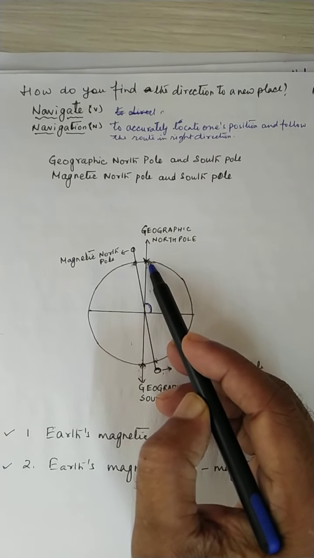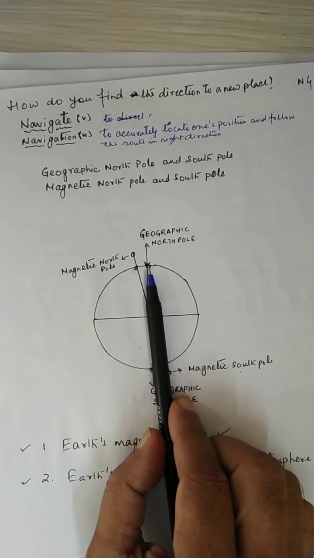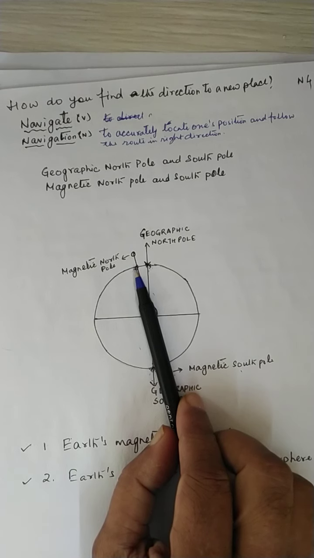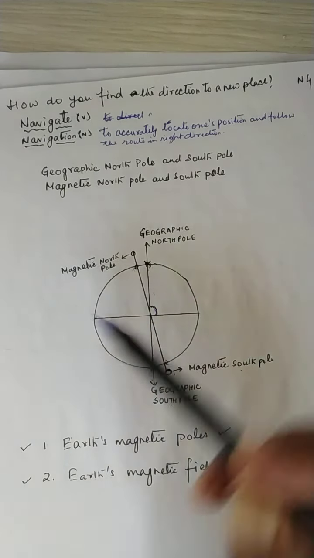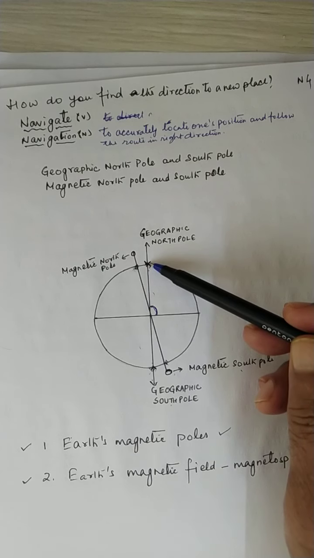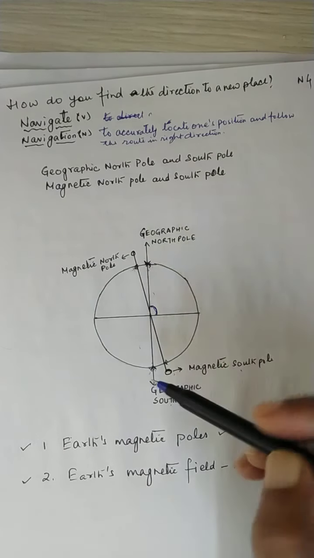But the magnetic needle always points to the north, which is called the magnetic north pole. So the magnetic needle doesn't point to the geographic north. It always points to the magnetic north because it is being attracted by the Earth's magnetic field. You must understand it. And the opposite of the magnetic north pole is the magnetic south pole. You can see here. And the opposite of geographic north is geographic south.